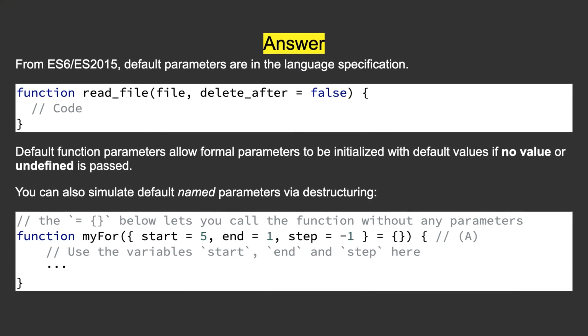From ES6/ES 2015, default parameters are in the language specification. Default function parameters allow formal parameters to be initialized with default values if no value or undefined is passed. You can also simulate default named parameters via destructuring.